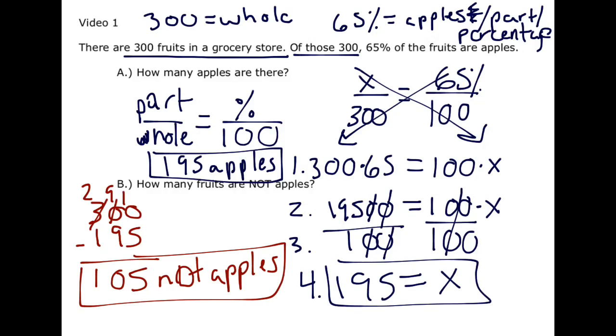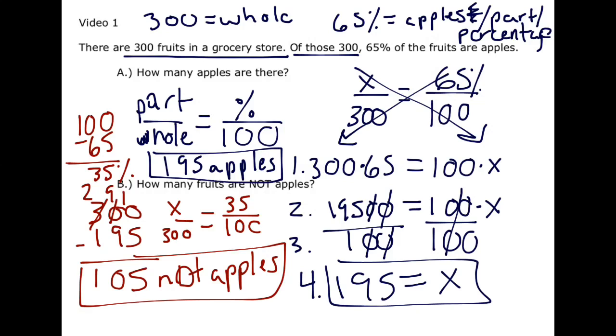The second way would be to take 65% away from 100. So 100 minus 65, which gets me 35%. So I'd set up a proportion. Out of 300, I'm looking for the part, which would be 35% out of 100. And I could set up that proportion and solve it, and I should get the number that are not apples, which should be 105.